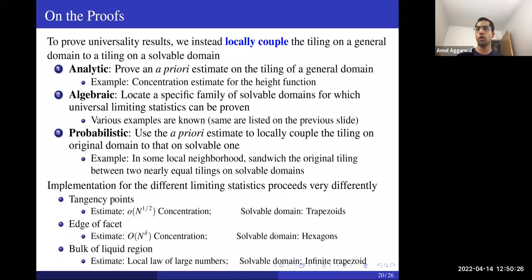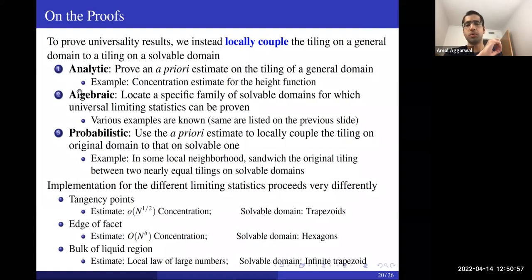You have to locate a solvable domain which you can get your hands on, for which you can actually show this fine-scale universality, these fine-scale local statistics, like the incomplete beta bulk statistics, or the GUE corners process, or the Airy line ensemble. You find one domain for which you can actually prove that result. And the third is a probabilistic step, which is you use the analytic step to prove the existence of a coupling between your original general domain and your solvable one.